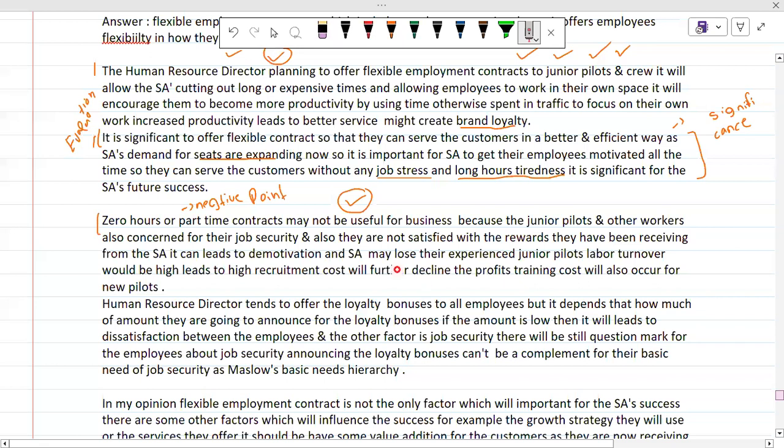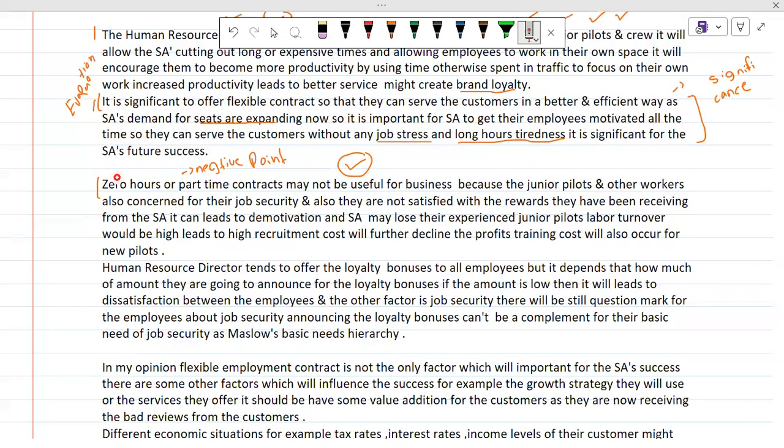Okay. So after that, I am going to write the negative point of flexible employment contracts. Why this is bad, why this is maybe negative for the SA's future growth, because we are basically evaluating the question. So it means that we have to write the positive and negative points, and we have to evaluate them also. In the first part, I wrote the positive point of flexible employment contracts. Now I am going to discuss the negative impact of flexible employment contracts.